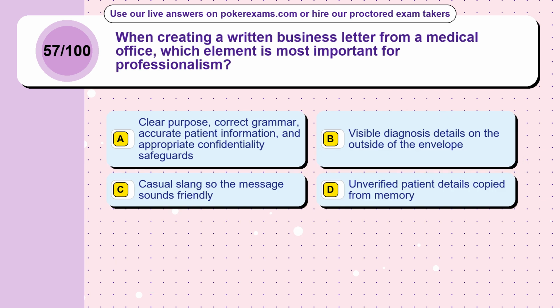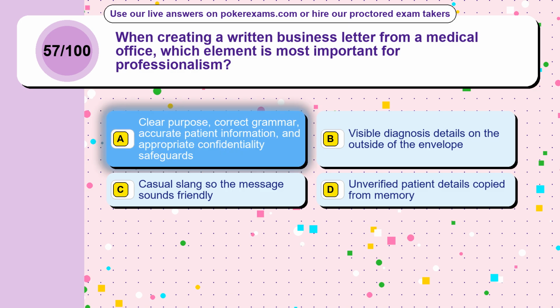Question 57. When creating a written business letter from a medical office, which element is most important for professionalism? Option A. Clear purpose, correct grammar, accurate patient information, and appropriate confidentiality safeguards. Option B. Visible diagnosis details on the outside of the envelope. Option C. Casual slang so the message sounds friendly. Option D. Unverified patient details copied from memory.